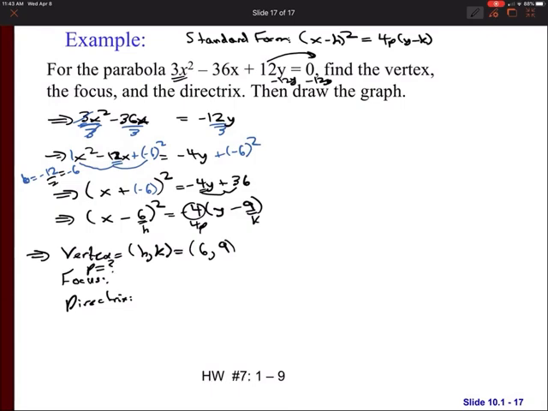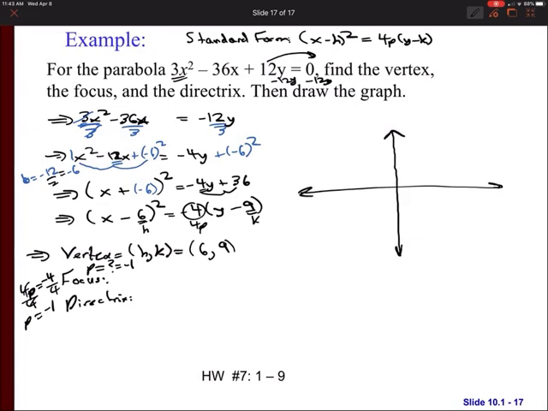And then for our focus and our directrix, we need the value of p. What does p equal? So we know 4p equals negative 4, the coefficient of the y term. So as we divide the 4 out, p equals negative 1. So with that said, we knew at the beginning our parabola opened up or down. So we now know the graph of this parabola opens down. P is a negative value.